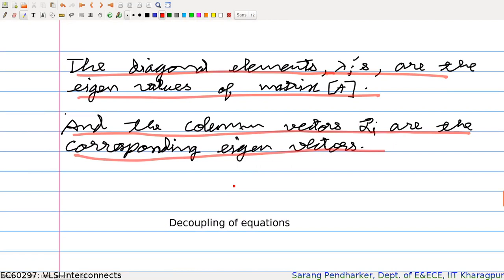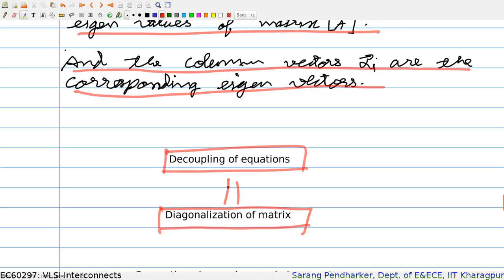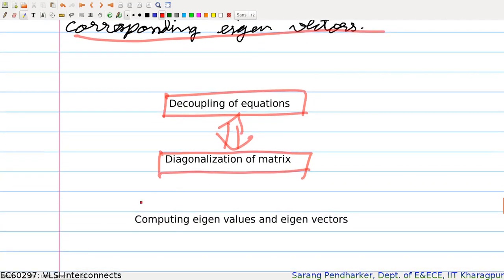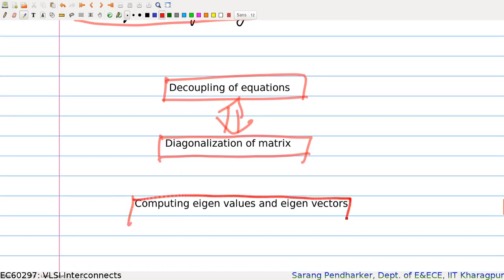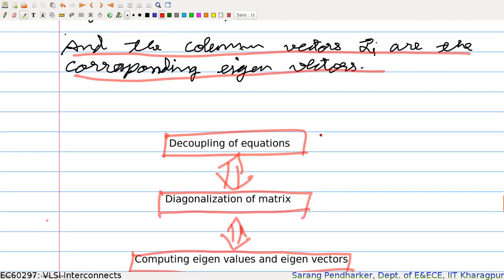So my problem is now simplified. What I had was coupled equations which I got from my geometry and the physical values of my interconnect parameters and coupling parameters. Then I wanted to decouple those equations. So what I was looking for was diagonalization of that matrix. I represent these equations in matrix form. And now the problem has simplified to computing eigenvalues and eigenvectors. So for given A, which is the coupled equation, here I have A.